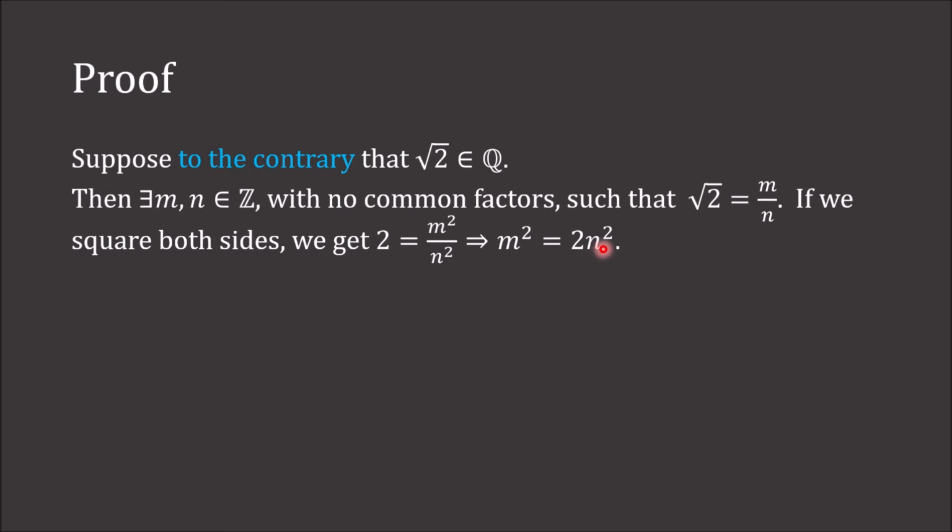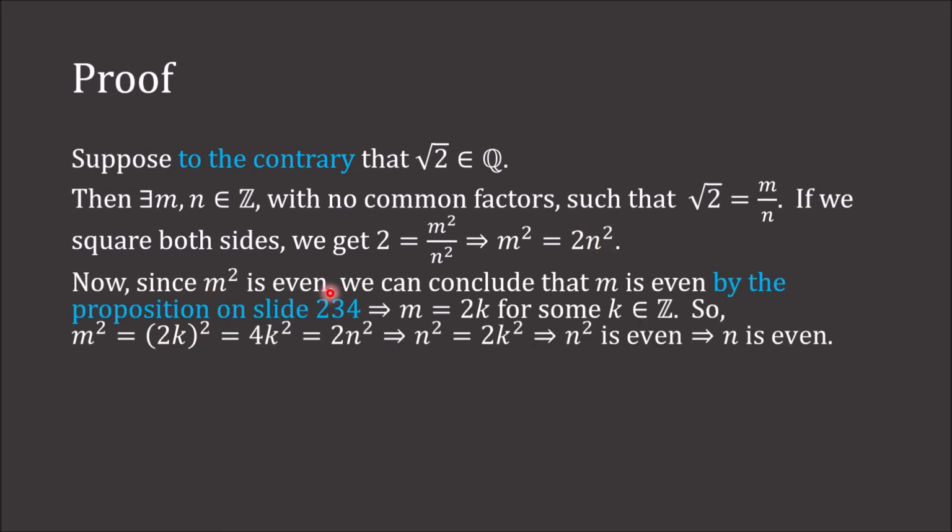Well, n squared is an integer. So we just said that m squared is even, which means that m is even. This was by that proposition. Therefore, m is equal to twice some integer k. So m squared is 2k quantity squared, which is 4k squared. But this has to equal 2n squared, which means that n squared is 2k squared.